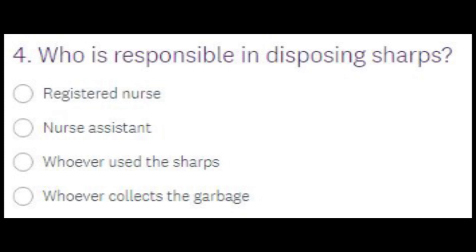So let's come to the fourth question. Who is responsible in disposing sharps? Option A, registered nurse. Option B, nurse assistant. Option C, whoever uses the sharps. Option D, whoever collects the garbage. Whoever uses the sharps is responsible for disposing the sharps. So option C is the right answer.